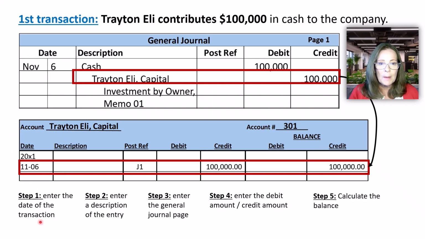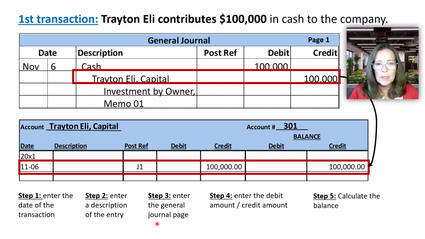We start with step 1 of the posting process by writing the date of the transaction in the date column. Step 2 of the posting process is to enter a description, and as a reminder, in practice, there should be a description, but our textbook did not include one.